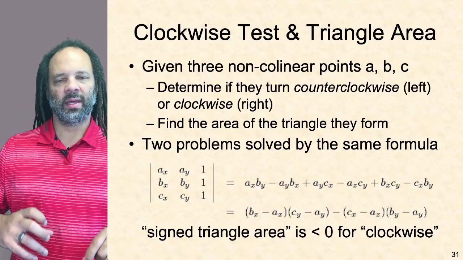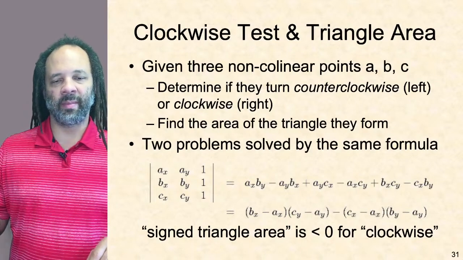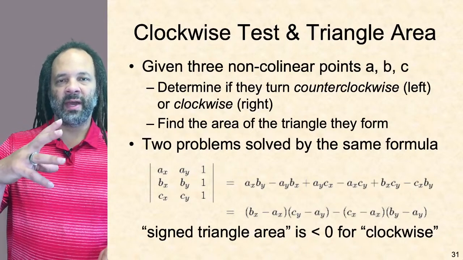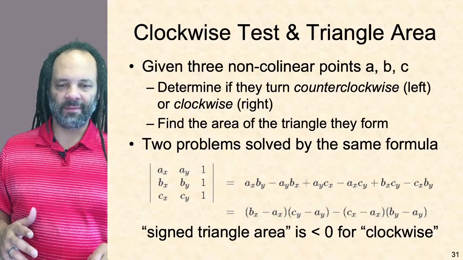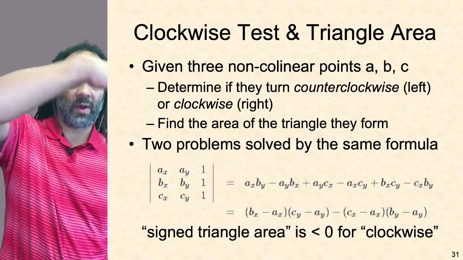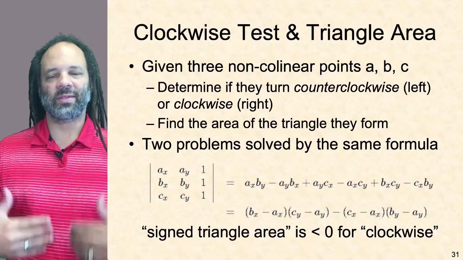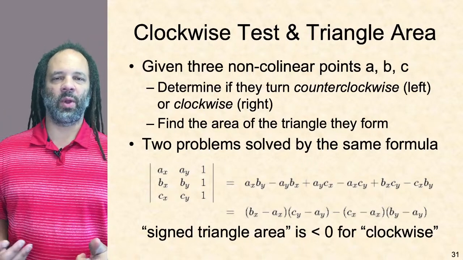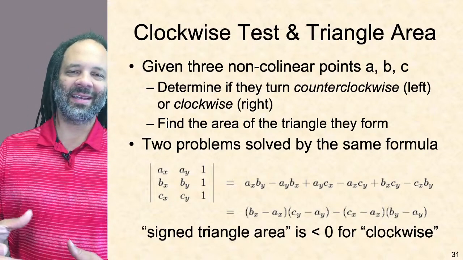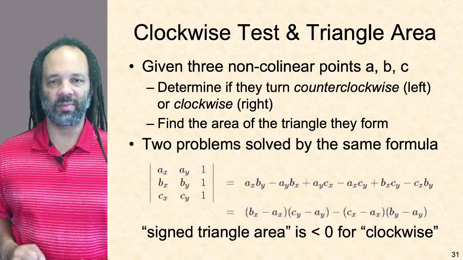So to start out at the fundamentals, let's just go back to the triangle. I've got these non-collinear points, so I know I've got a triangle, A, B, and C. If they turn counterclockwise, left, or if they turn clockwise, to the right, that's one of the things I want to know. The other thing I want to know is, now that I know that they do form a triangle, what's the area of that triangle? And it turns out I've got one formula that solves both of those things.